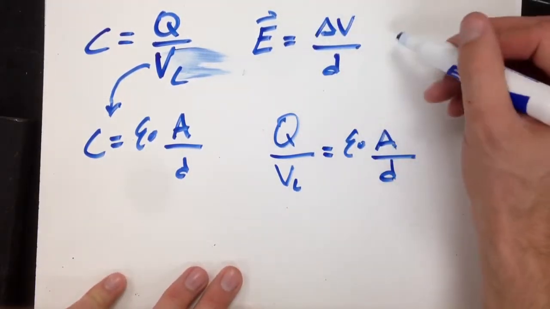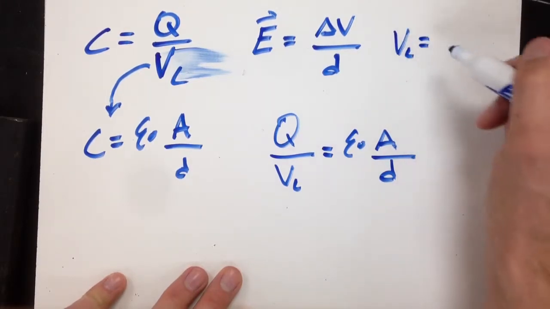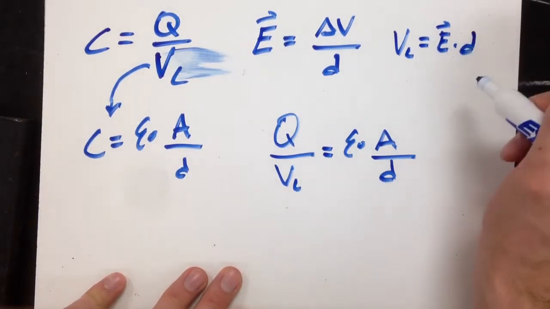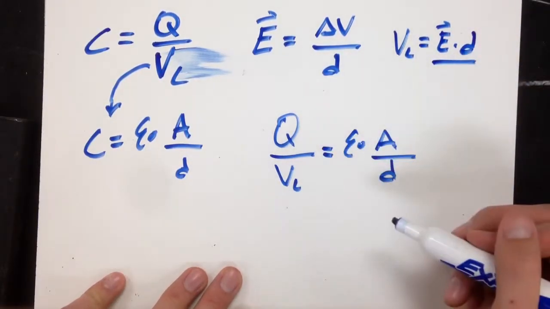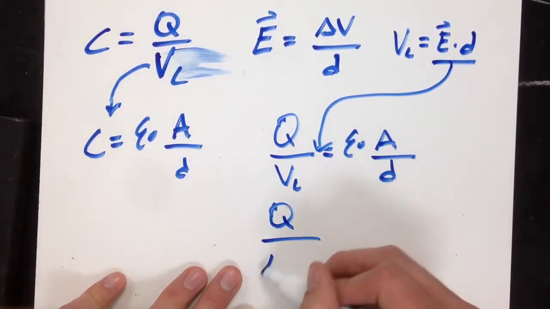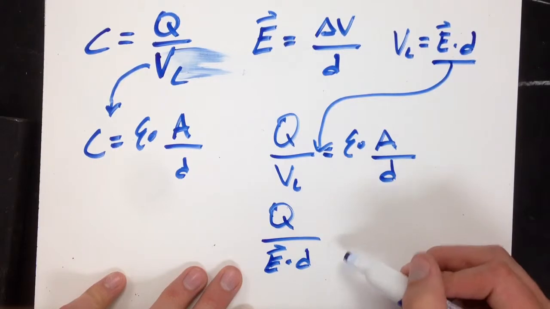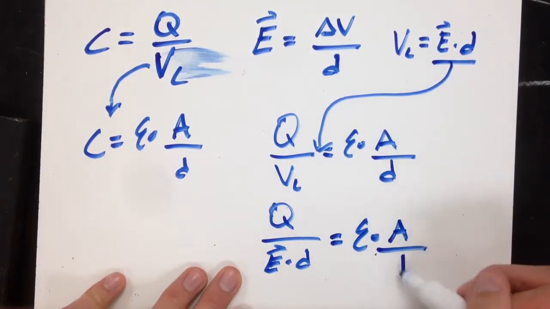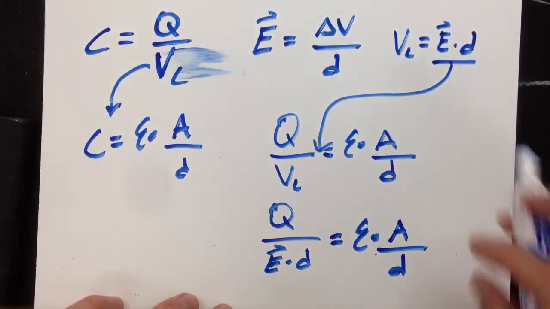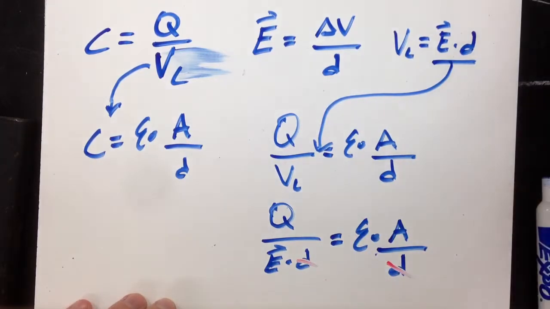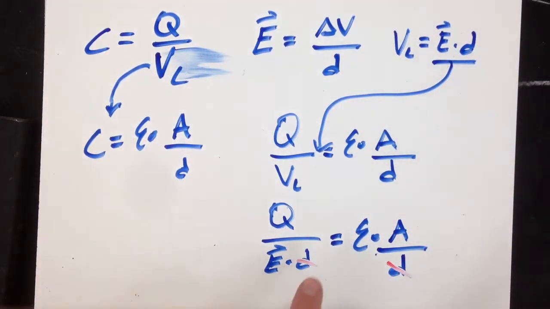Multiply both sides by D. I would get VC equal to the electric field times my distance. I can plug that into this equation. So Q over my electric field times my distance is equal to epsilon naught times my area, all divided by my distance. On both sides I have distance, which cancels out, giving me Q over E equal to epsilon naught times area.